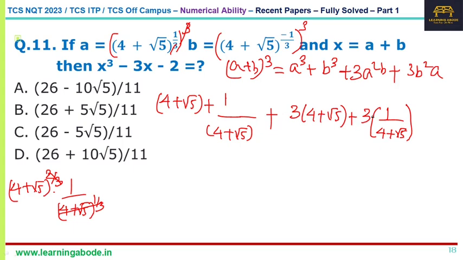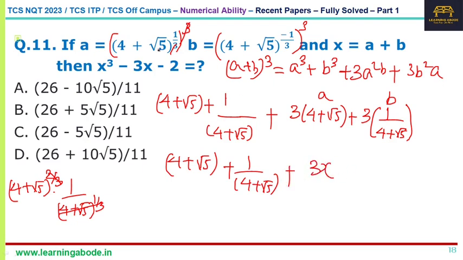Okay, now this is the whole (a plus b) whole cube. Now if you look carefully, this term is a and this term is b. So what effectively we have is 3 times (a plus b), which is 3x, right. So if we further simplify, 4 plus root 5 plus 1 by (4 plus root 5) plus 3x. Now this part is x cube. Then I have to write minus 3x and minus 2. So 3x and minus 3x will get cancelled. We have minus 2.